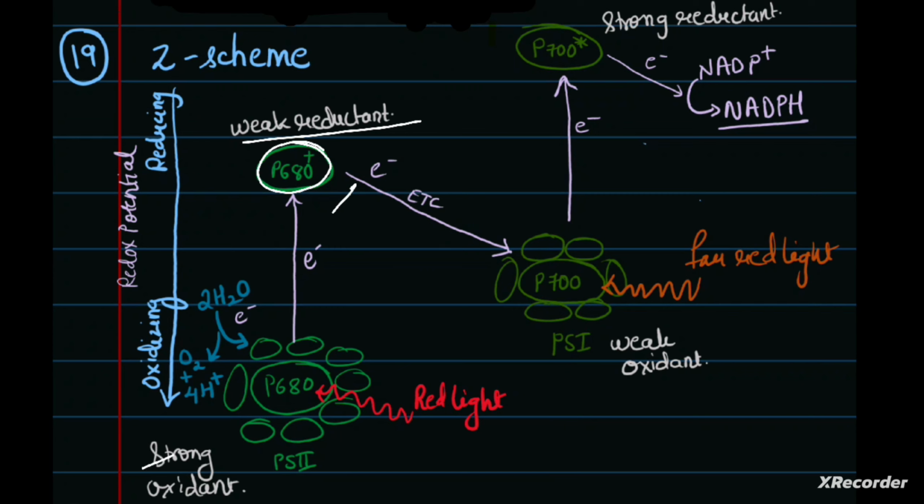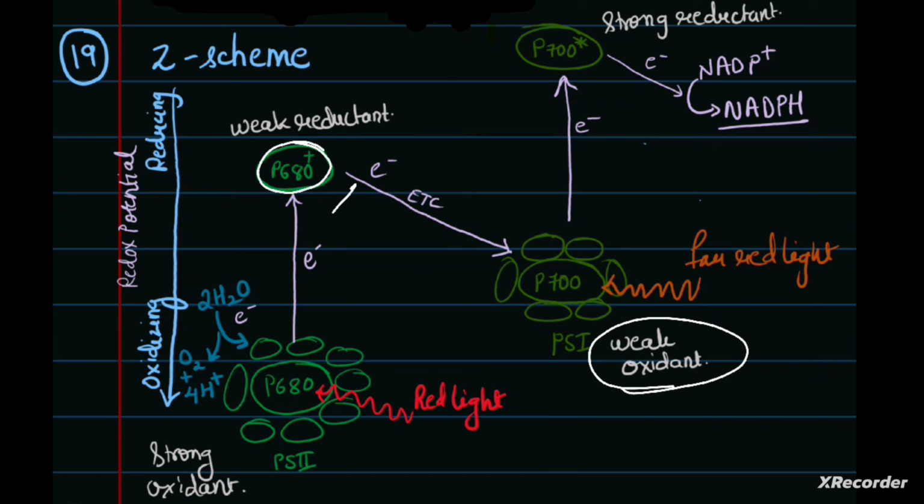Here it was strong reductant. Now this particular weak reductant will pass on those electrons via a series of molecules which I have not written here. In the next slide I have given those, but for the time being pay attention to this. There is weak reductant that will pass those 4 electrons to P700. P700 is weak oxidant here.